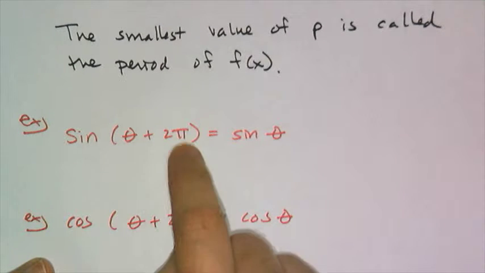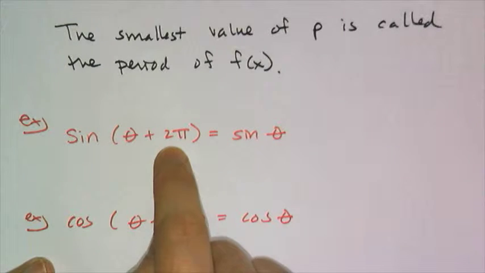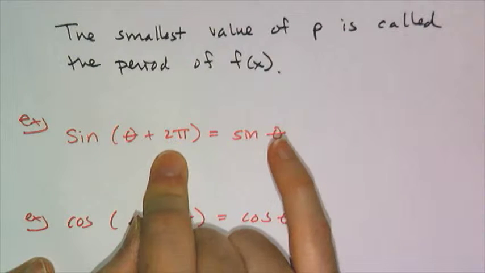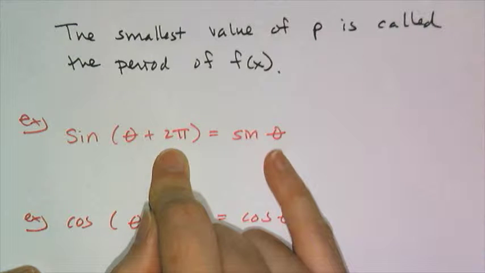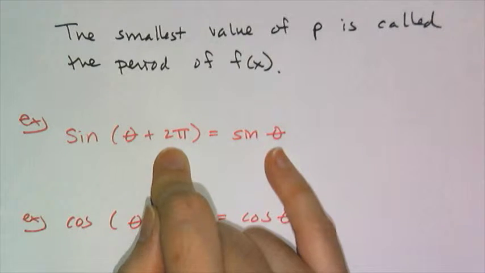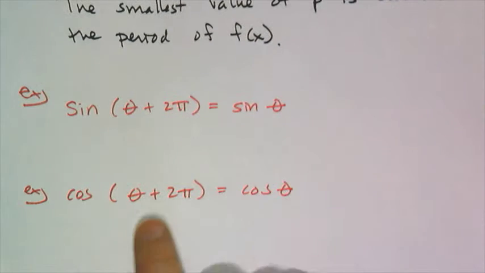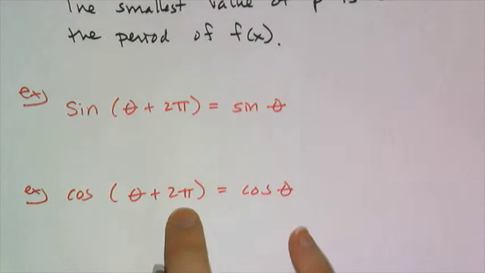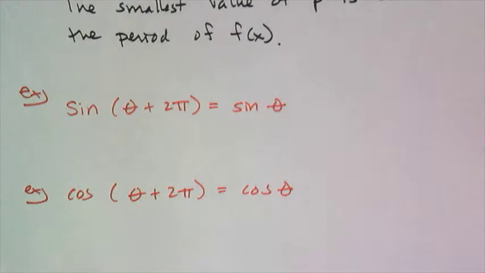And since circles have 2 pi radians, I know that the sine of theta plus 2 pi is going to be exactly the same as the sine of theta. It goes back to that whole reference angle thing and coterminal angles. These angles are all coterminal, so they have the same sine value. Same thing here. If I have cosine of theta plus 2 pi and cosine of theta, those are exactly the same because those two angles are coterminal and they'll have the same value, which is why we have a periodic function.